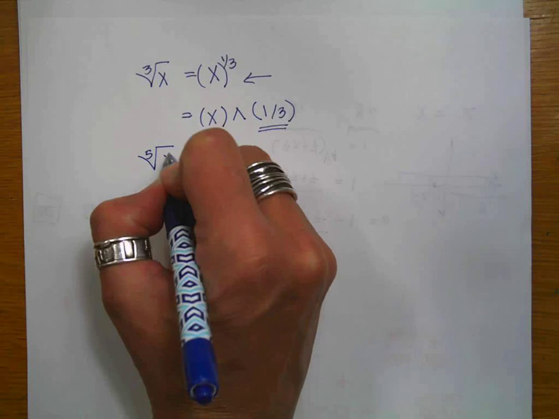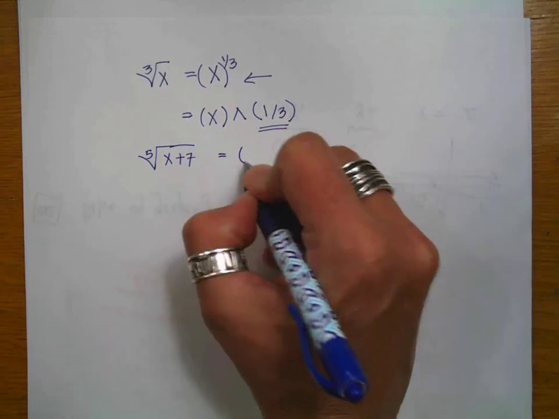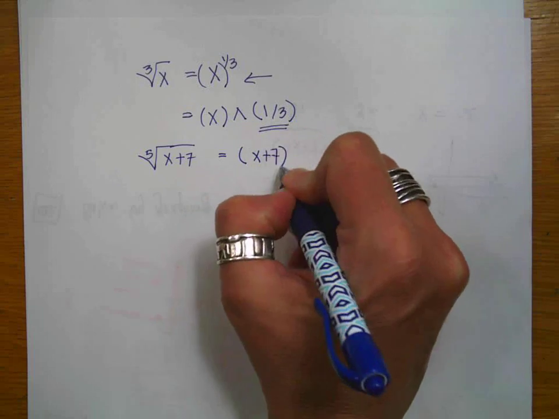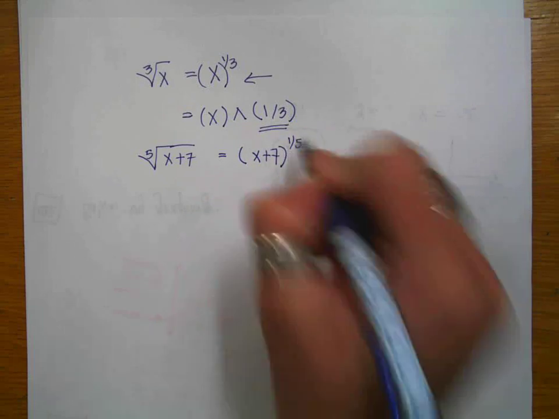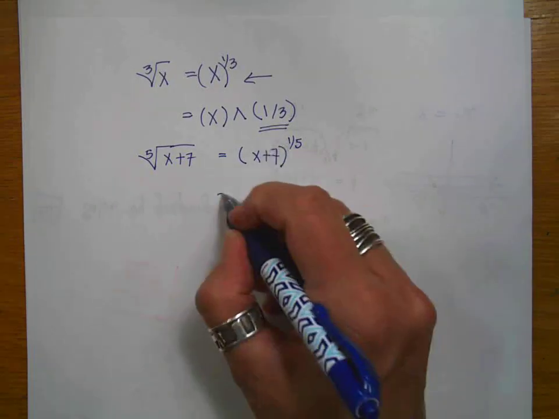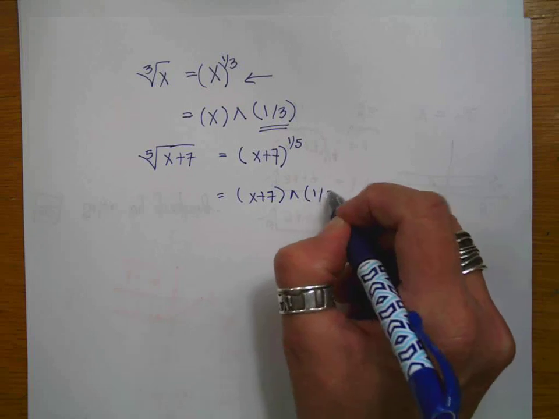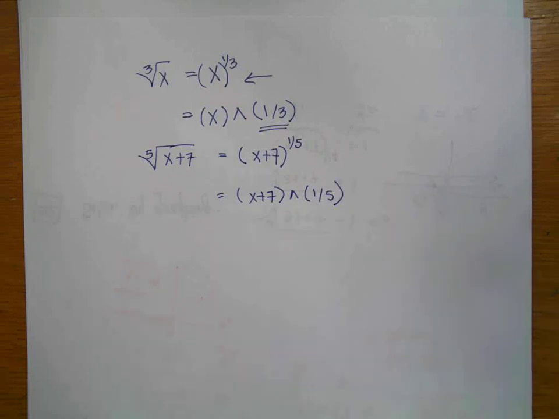Another example would be if I'm doing the 5th root of x plus 7, then I would rewrite that, making sure that I use the parentheses, raised to the 1/5. And then that's easier. If I did this in an older calculator, it would be x plus 7, close parentheses, caret, 1 divided by 5, in parentheses.